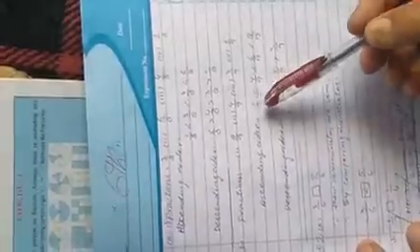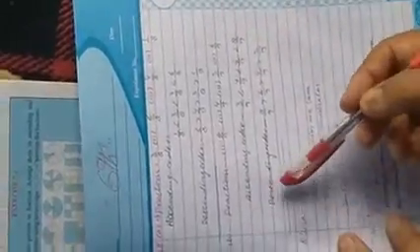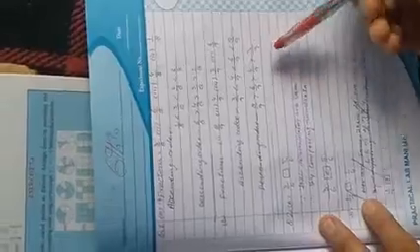Now, ascending order, 3 by 9 is less than 4 by 9, 4 by 9 is less than 6 by 9, 6 by 9 is less than 8 by 9. Now, descending order of these fractions, 8 by 9 is greater than 6 by 9, 6 by 9 is greater than 4 by 9, and 4 by 9 is greater than 3 by 9.